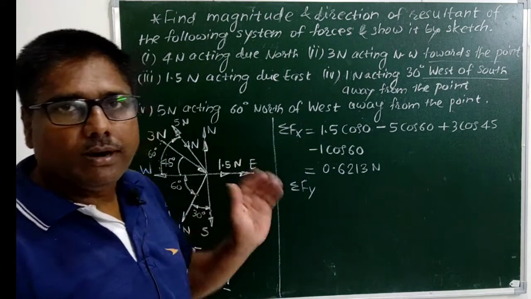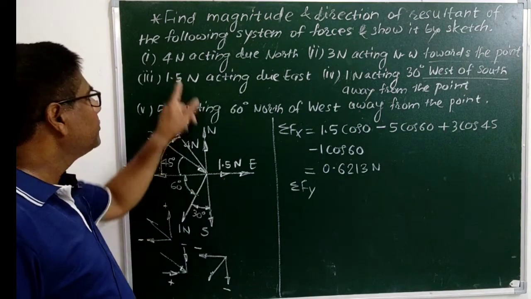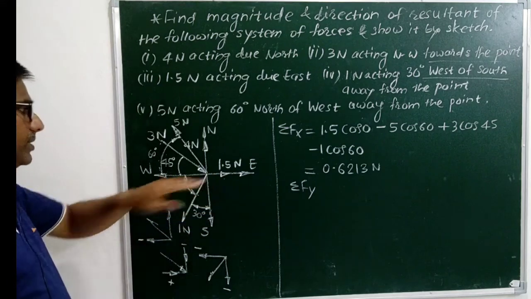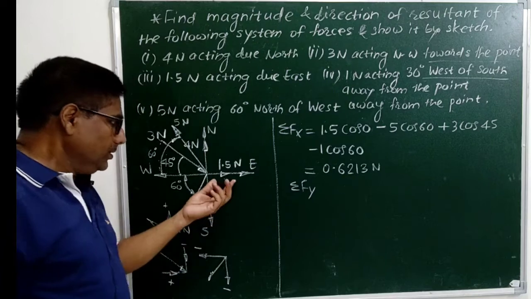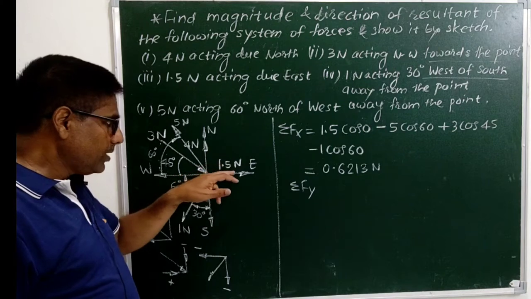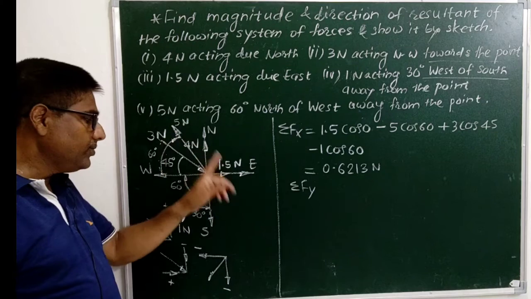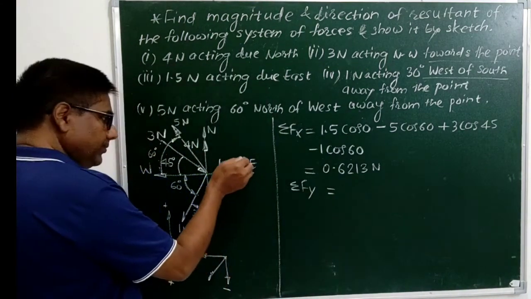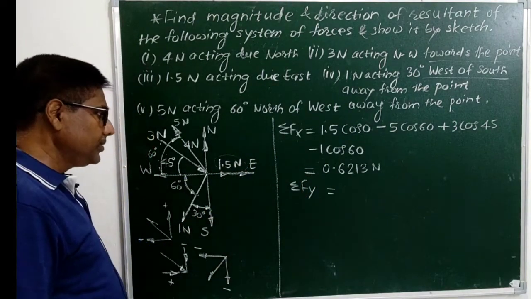vertical components of all the forces. Now the vertical component of this first force, 1.5 Newton. Okay, it is the third force. Okay, let us start from this as per the diagram. You can go in this sequence also, no problem. Now let's talk about this 1.5 Newton force. The vertical component of this 1.5 Newton due east force will be 0 because 1.5 sin 0 will be 0. Need not take this, even if you take it, it will be 0 because of sin 0 angle.